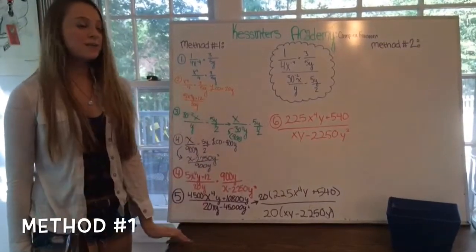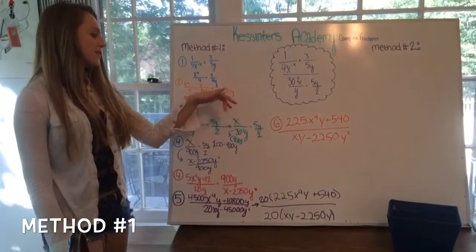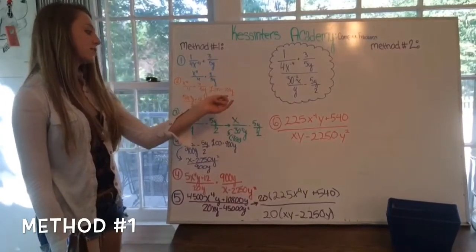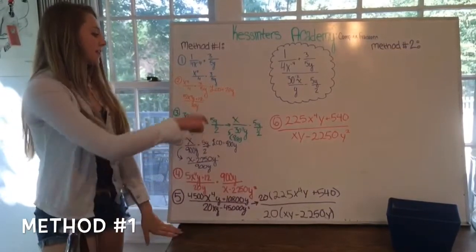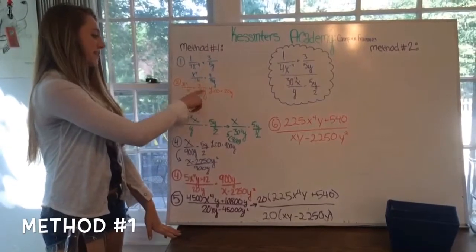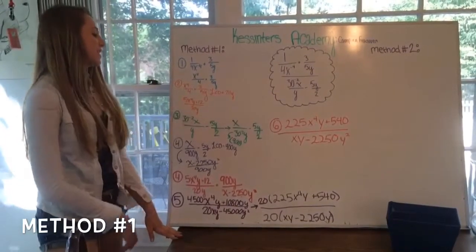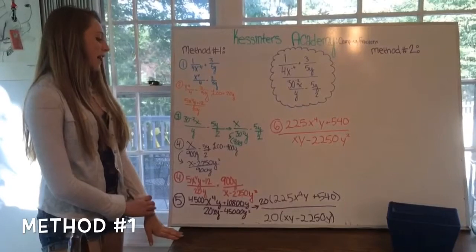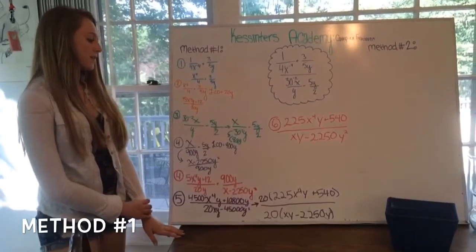And then from there, you are going to find the LCD, which in this problem for the numerator is 20y. And you're going to take that and simplify these fractions into one fraction, which becomes 5x to the fourth y plus 12 over 20y.